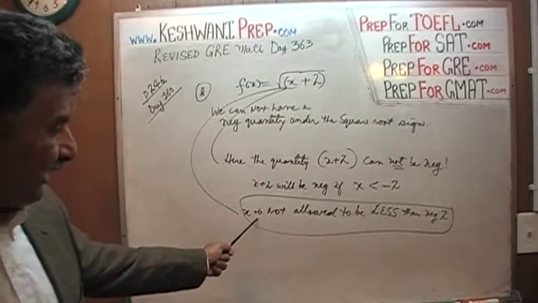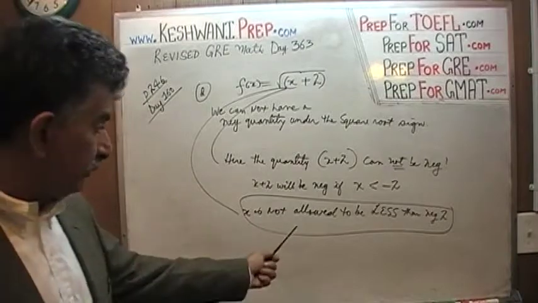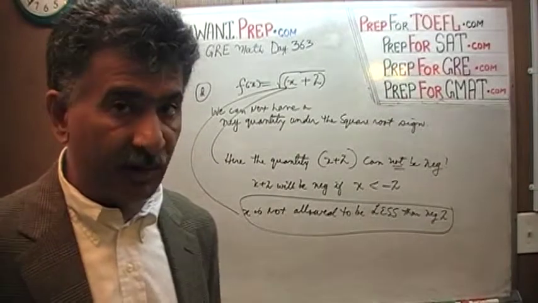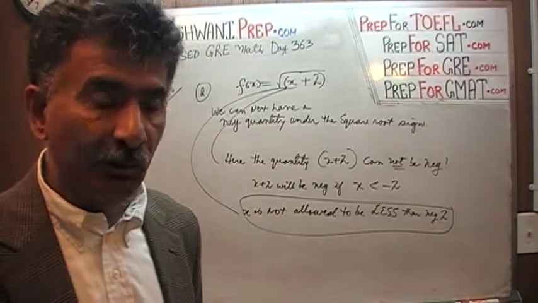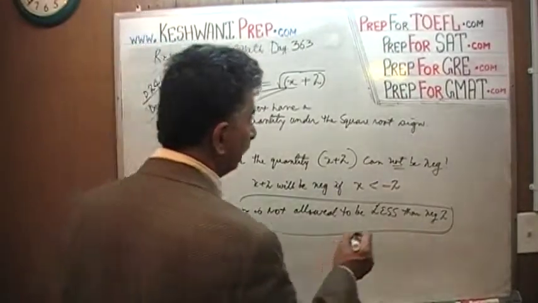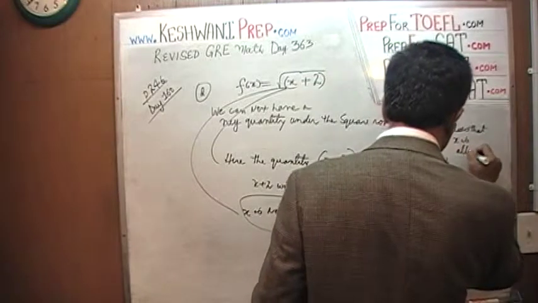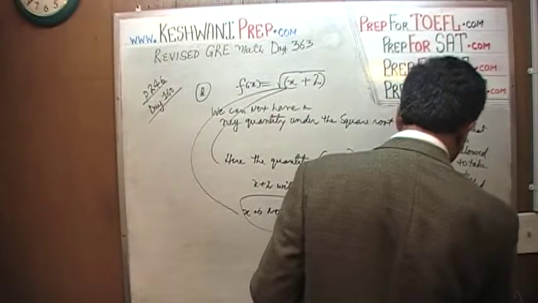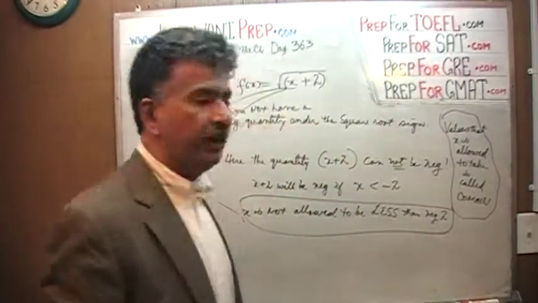This sentence that we just wrote here, x is not allowed to be less than negative 2, how do mathematicians say the same sentence? We have to be able to express this sentence in the language of mathematicians. This is the English language, this is not math. In the language of mathematics, the values that x is allowed to take is called the domain of the function.